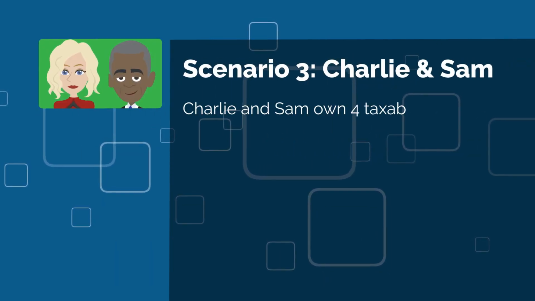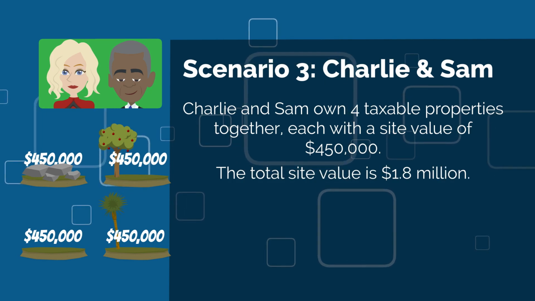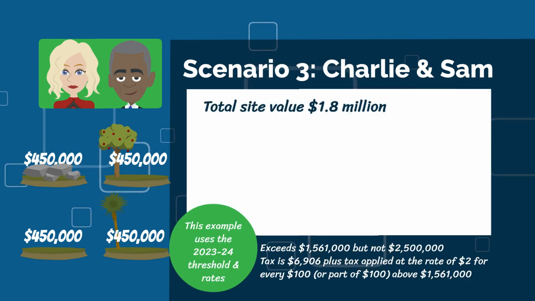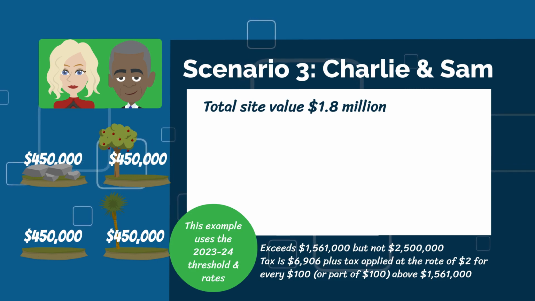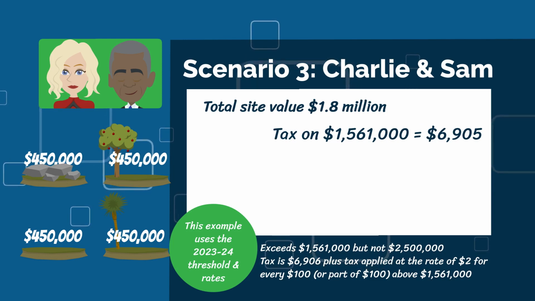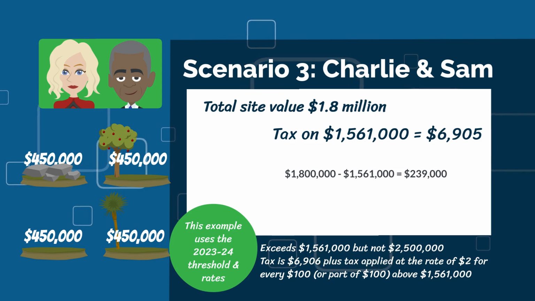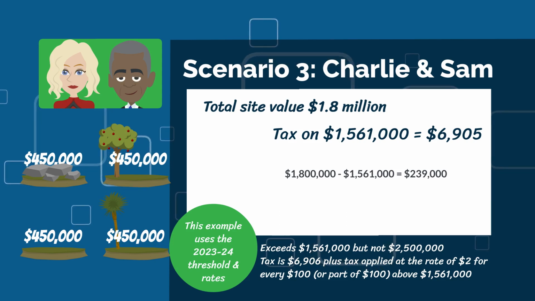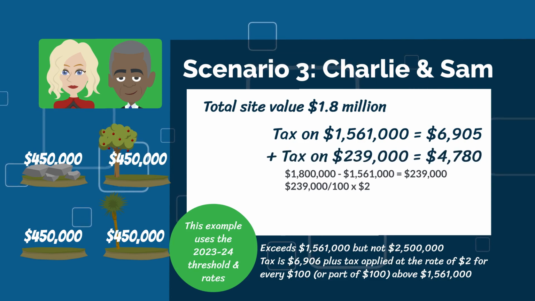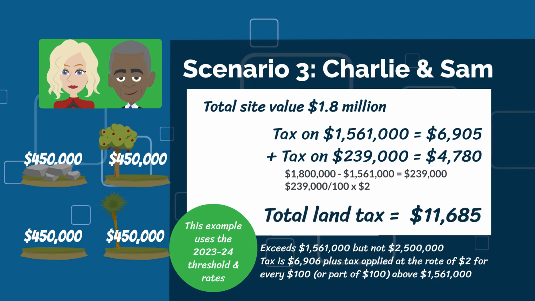Charlie and Sam own four taxable properties together, each with a site value of $450,000. The total site value is $1.8 million. Let's calculate what their land tax will be. Land tax is calculated on a total site value of $1.8 million and is calculated as follows. Land tax on $1,561,000 is $6,905. In addition to this, land tax will be calculated on the difference between $1,561,000 and $1.8 million, which is $239,000. Land tax on $239,000 is calculated at $2 per $100, which equals $4,780. Land tax payable in this scenario is $11,685.